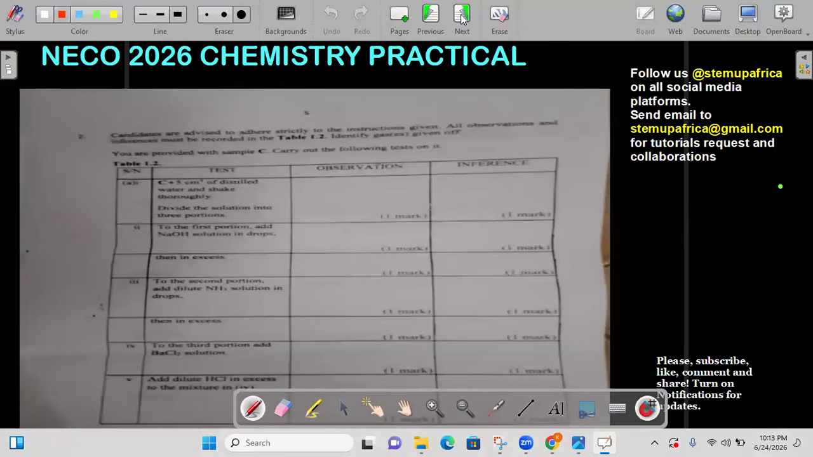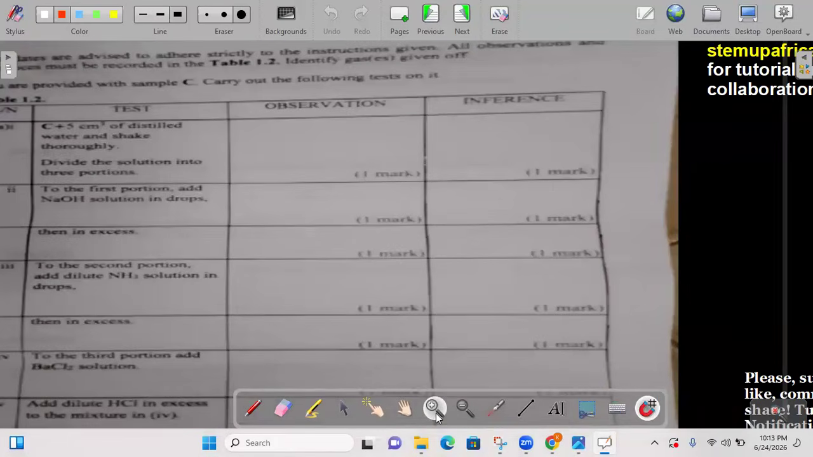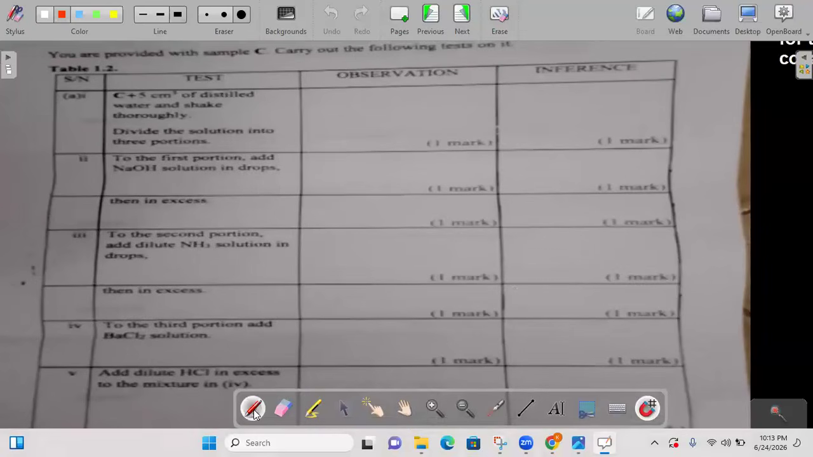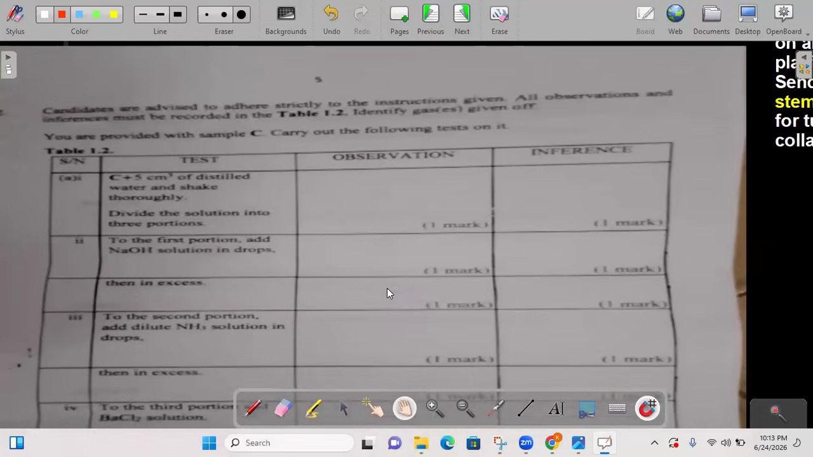So let's look at where we go now. Question 2. This is question 2 now. Let's deal with this. Let's read the instructions first and see what the instruction says. It says you are advised to adhere strictly to the structure given. All observations and inferences must be recorded in table 1.2.